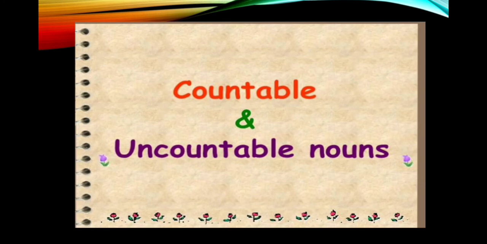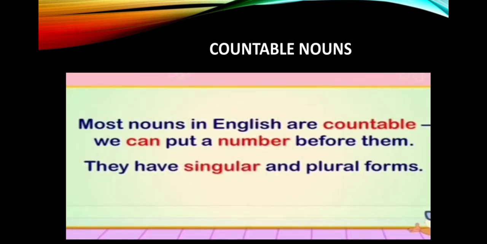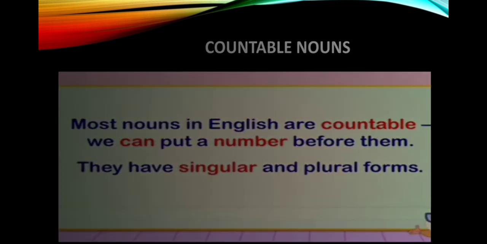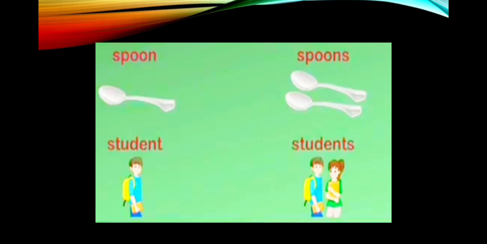Now we are going to discuss countable and uncountable nouns. Countable nouns. Most nouns in English are countable. We can put a number before them. They have singular and plural forms. The nouns which can be counted are called countable nouns. They are objects that can be counted as separate units using numbers. These nouns have both singular and plural forms. Let's see some examples of countable nouns: spoon, spoons; student, students. It means we can count.